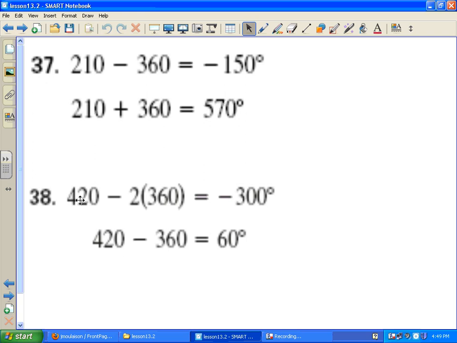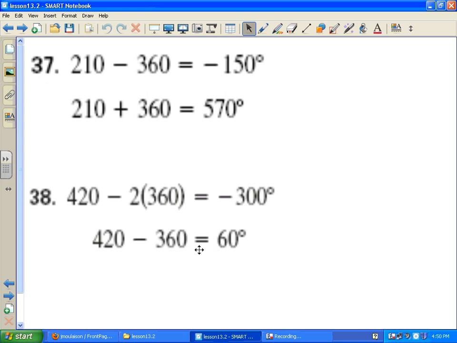For the second problem, for 420 degrees, to arrive at a negative angle coterminal with 420, subtracting 360 won't work because that'll still be a positive value. So I need to subtract a greater multiple of 360. 2 times 360 will work. 420 minus 2 times 360, which would be 720, will give me a negative angle, negative 300, which is coterminal with 420. And then to get a positive angle coterminal with 420, if I just subtract 360 from 420, that'll give me a positive angle coterminal with 420.